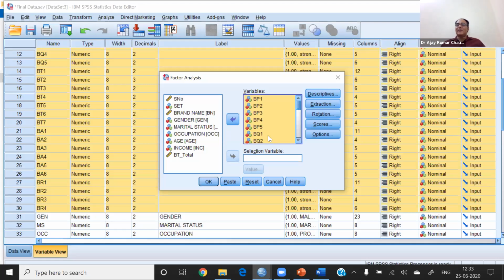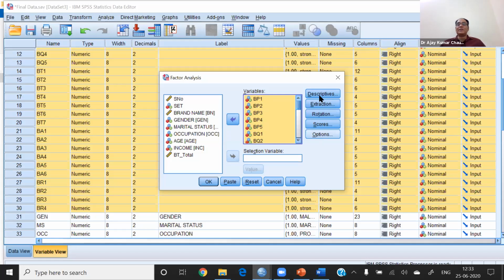These incidents taught me a lot, and I'm sharing them with you. Okay, after knowing all these rules, now I'm going to the next step. After taking the variables into the variables list, I have the options of Descriptives, Extraction, Rotation, and Scores. What to select and what not to select, I'm telling you.